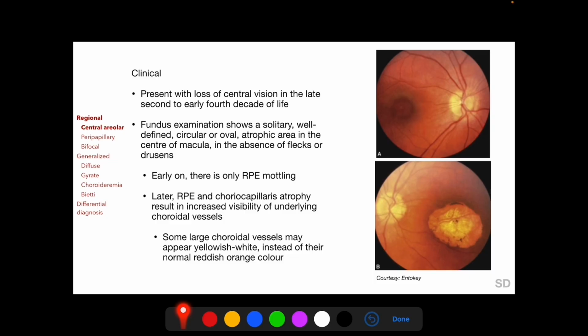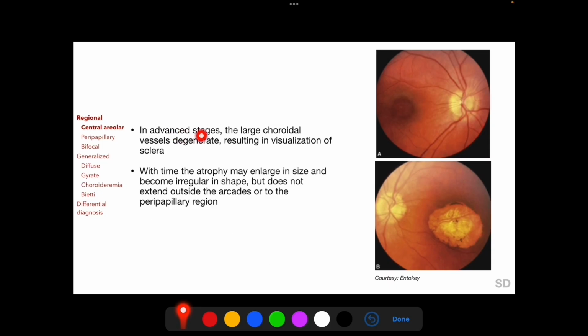In CACD, early on, there is only RPE mottling in the center of the macula as seen here in this photograph. Later, RPE and choriocapillaris atrophy, resulting in increased visibility of underlying larger choroidal blood vessels as seen here in this clinical photograph. And in advanced stages, the larger choroidal blood vessels also degenerate, resulting in a white appearance due to visualization or exposure of the underlying sclera.